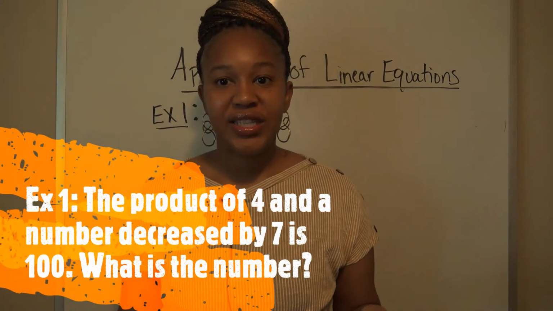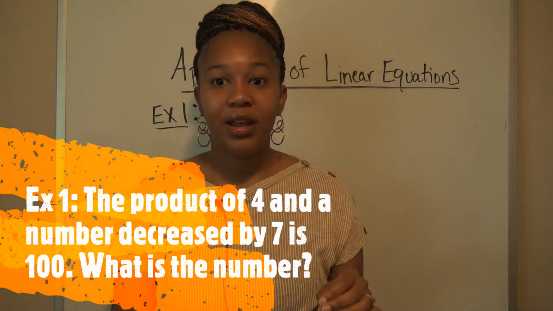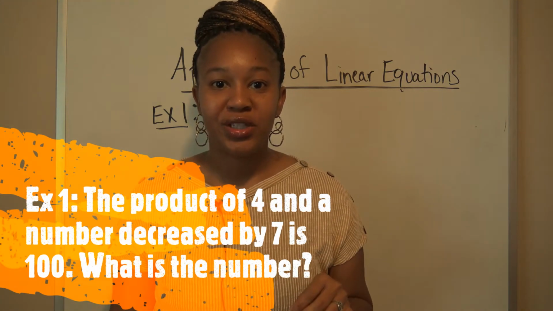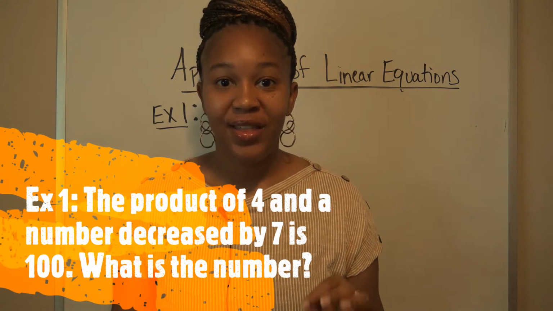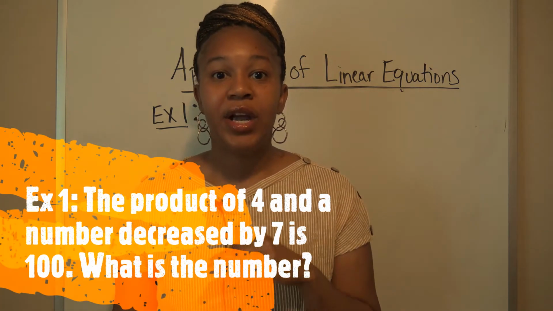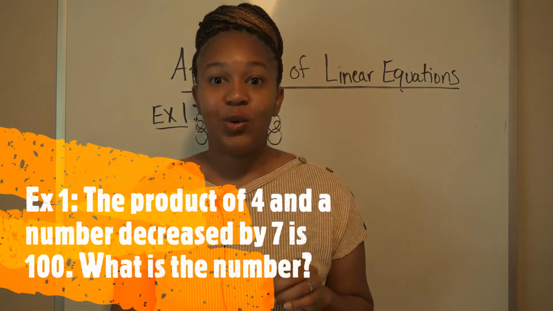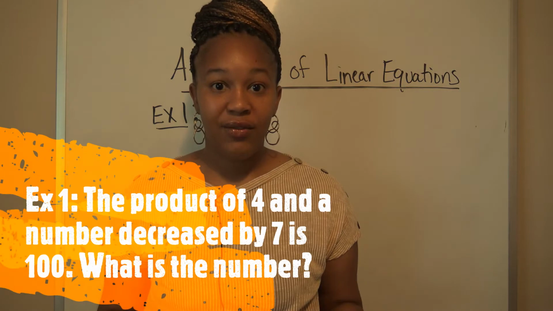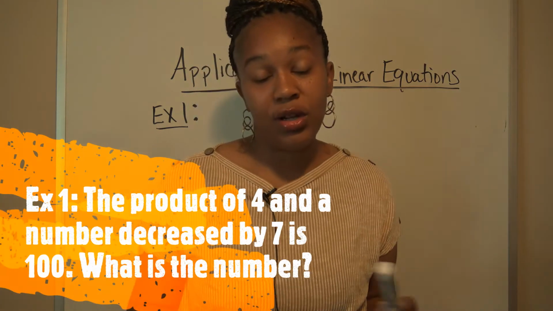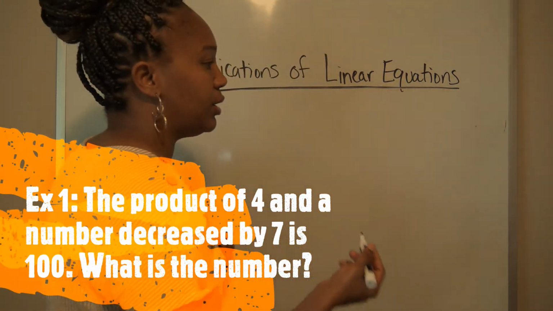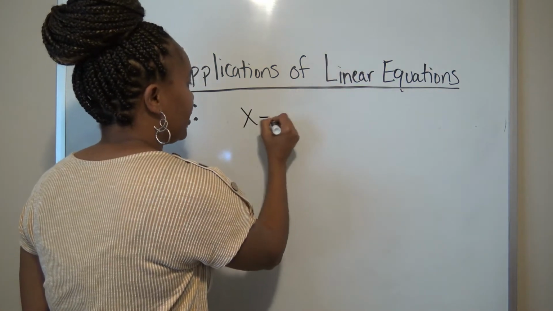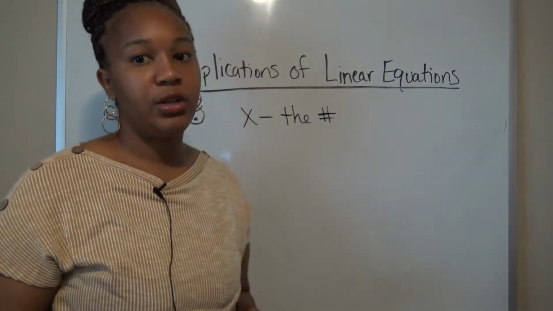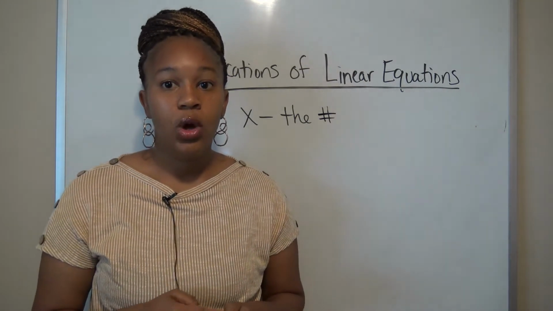For this first example, it says the product of 4 and a number decreased by 7 is 100. What is that number? So we read the problem, and now we want to assign a variable. The variable that I'm going to use, this is a commonly used variable, but you can use whatever variable you want, is x. X represents the number that I'm looking for. So that's step 2. We assigned a variable.